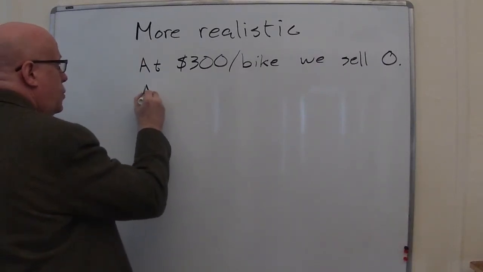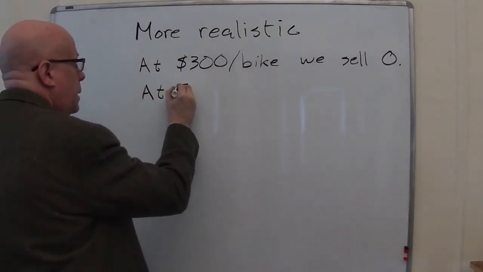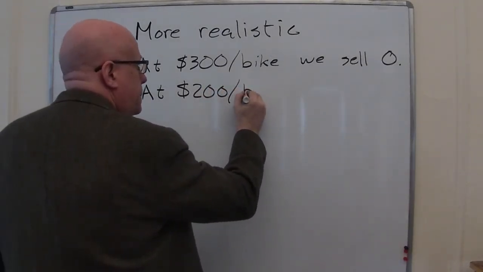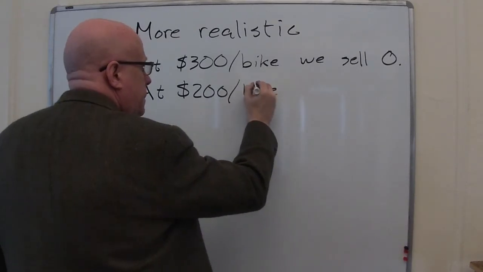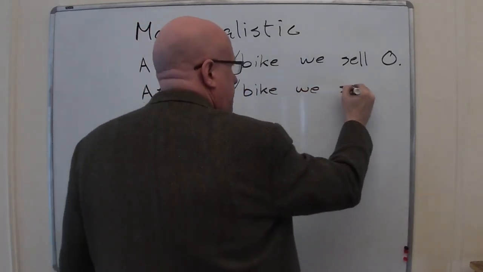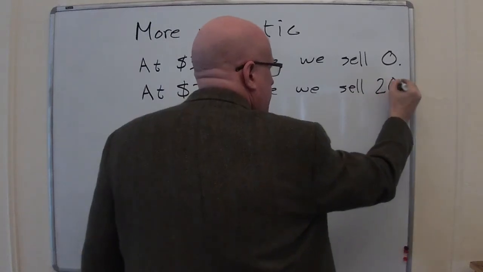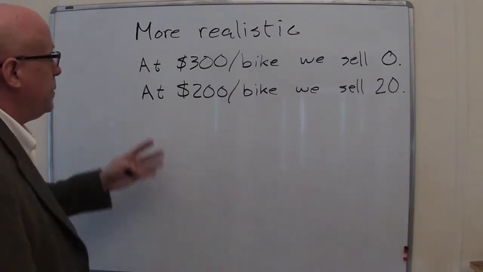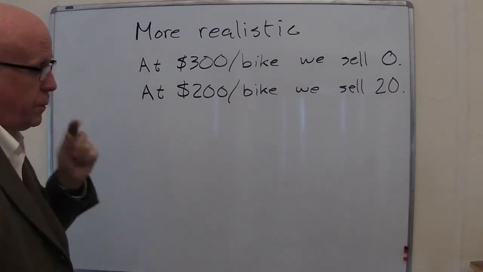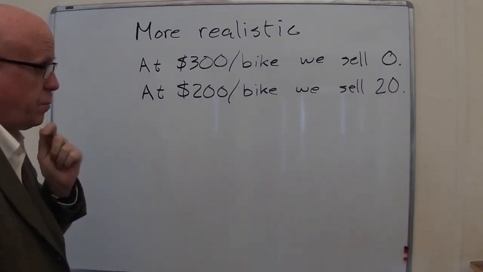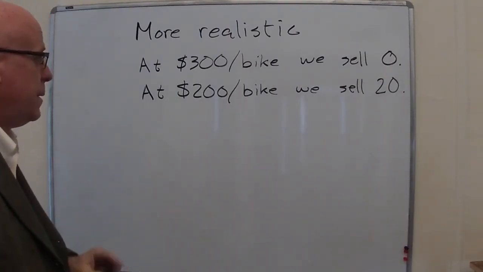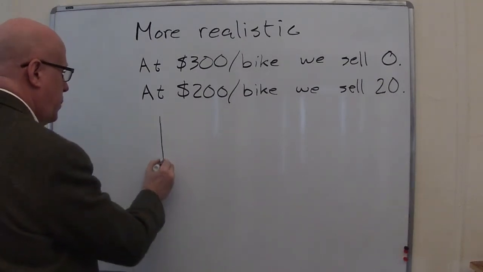And at $200 per bike, we're selling 20. So given those two data points, pretty much the only rational connection you can make between them is to draw a straight line. Now, a straight line between those points probably isn't the best way you could model this, but it's something. So let's see what that line would look like.